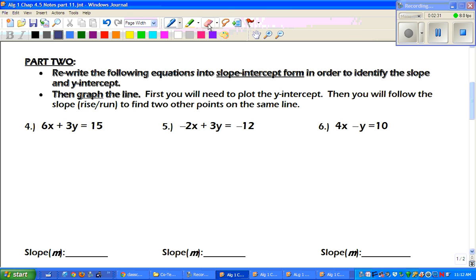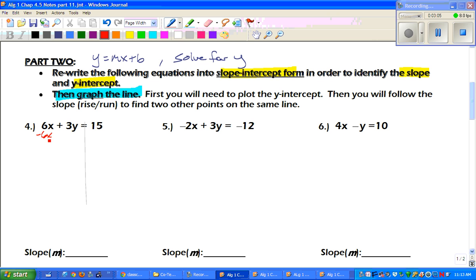Part 2 says rewrite the following equations into slope-intercept form, identify the slope and the y-intercept, and then the next part says graph the line. So when it says slope-intercept form, we need to make sure that it's in y equals mx plus b. Pretty much you have to solve for y. So solving for y, just draw the line down the middle, and let's get the y by itself.